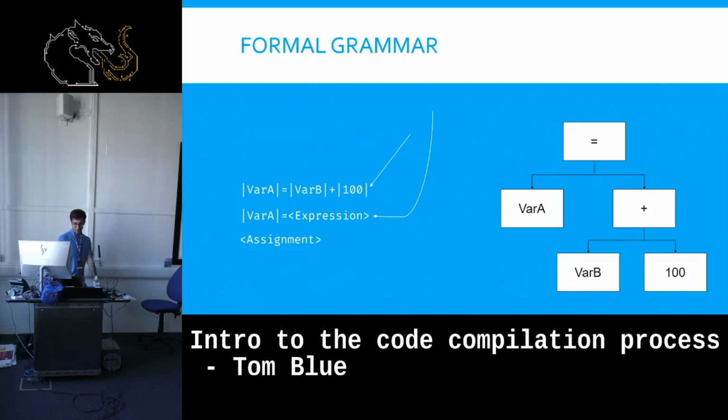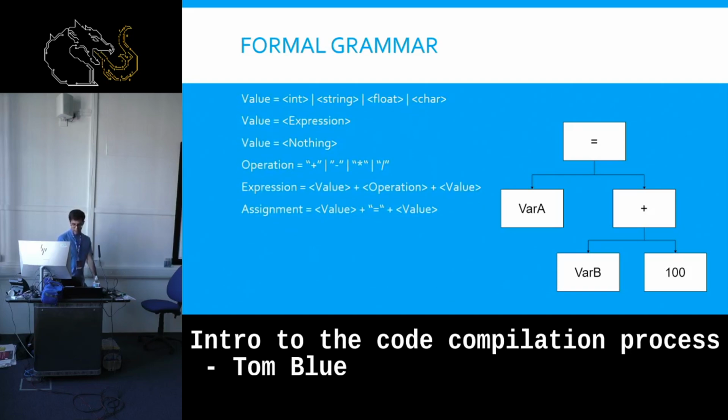If you wanted to make it more generalized, it would probably look a little more like this, where we have value, which could be any primitive data type. We have a list of operations, an expression is just a value, operation, value, an assignment is a value equals a value. I forgot to mention, integers, strings, etc., also include variables that hold that data type. So var a, if it holds an integer, would be classed as an integer in the grammar.